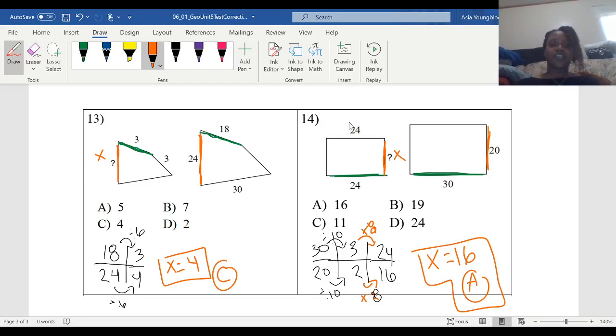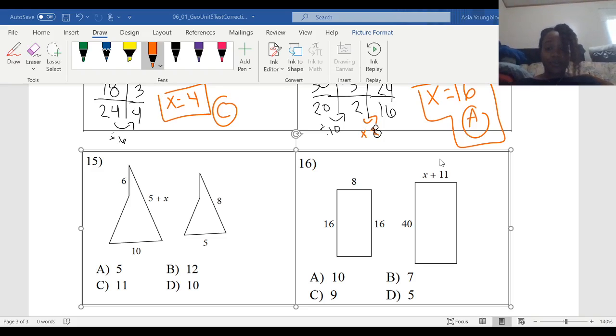So for your work for these, again, you don't have to draw the shapes. Just show the ratio table or some kind of work. You could say 18 divided by 6 is 3, 24 divided by 6 is 4, something like this, to show that you understand why this side length has to be 4 and why this side length has to be 16.